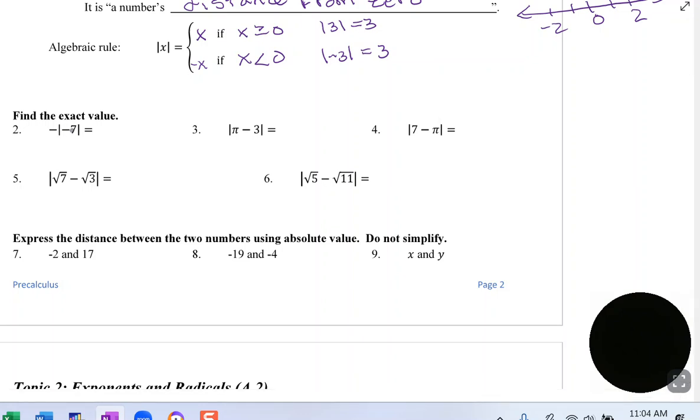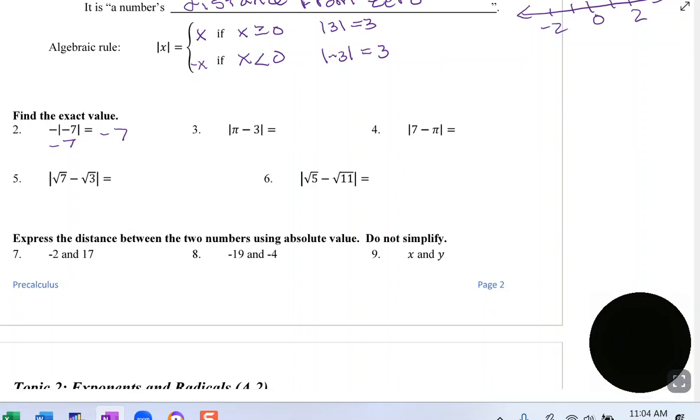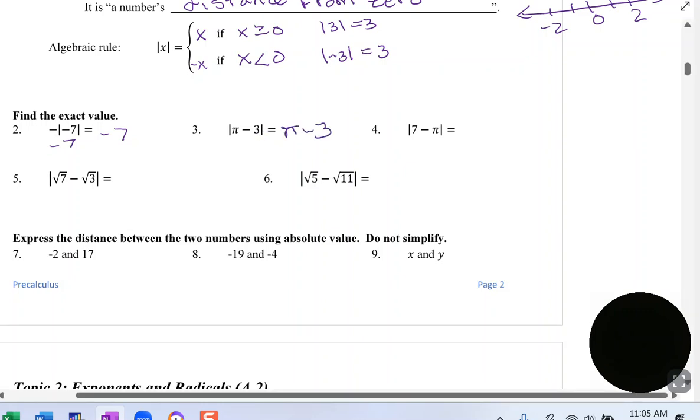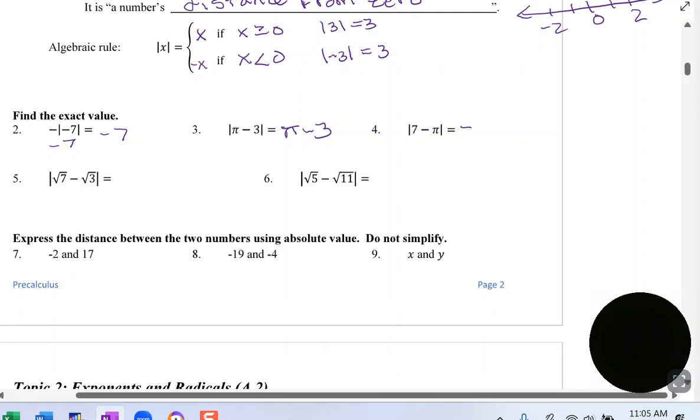So here, the absolute value of negative 7 is 7. So then the negative sign there makes it negative 7. Here, pi minus 3, well, what you have to ask yourself is, is pi minus 3 a positive number or a negative number? And it is a positive number, so therefore pi minus 3 is going to be the same as what you put in. It'll be pi minus 3. 7 minus pi is also positive because 7 is bigger than pi, so therefore when you put it in, it's going to give you the same thing.